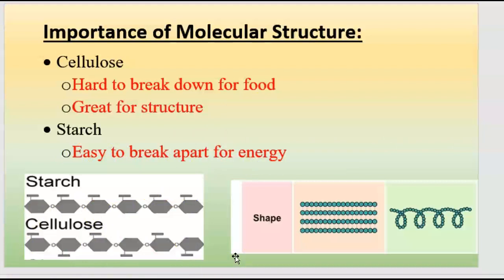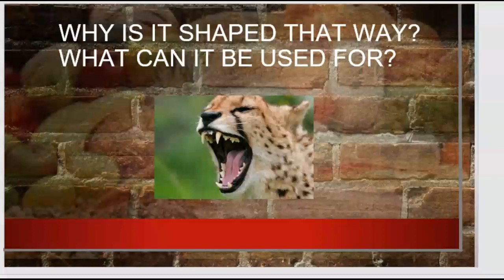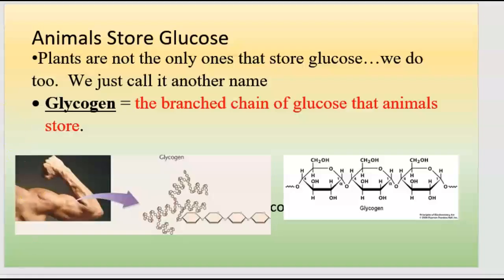So starch versus cellulose down here. They look the same, but look at how the little flags are hanging off opposite ends of the cellulose. You're not going to be assessed on that on the test. You just have to know this part for the test. I'm just hoping that some of you being visual learners will find it better that way. So why is it shaped that way? Well, look at the background of this picture. It's shaped that way so that they can use it for building blocks for structure.